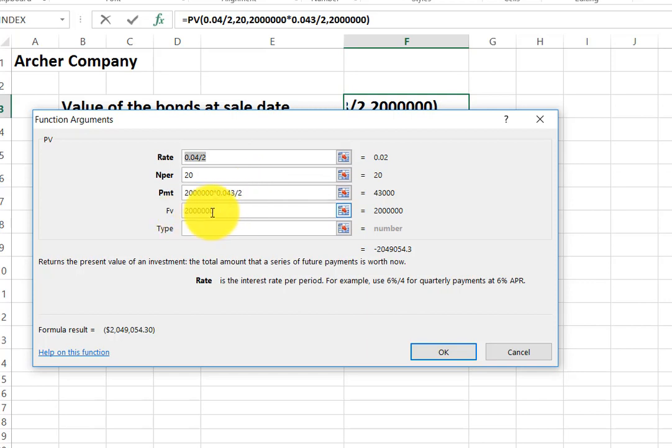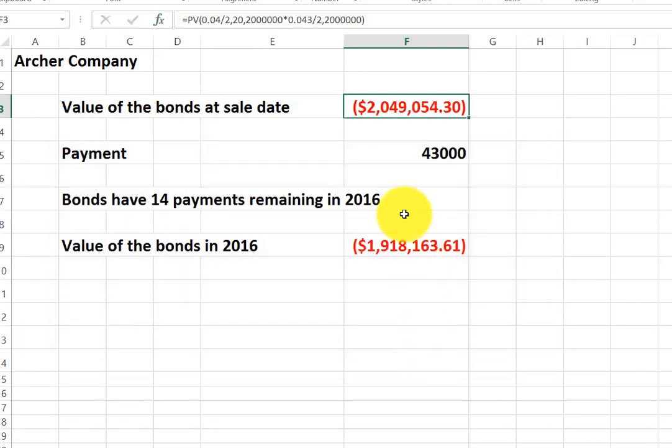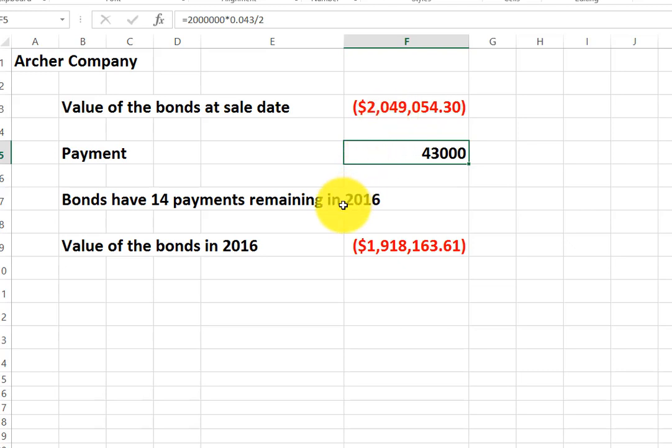And then the maturity value, or the amount that's going to be paid off on the bonds at the end, is this future value, FV. And that gives you the value of the bonds on the sale date. Payments was calculated inside there as well.